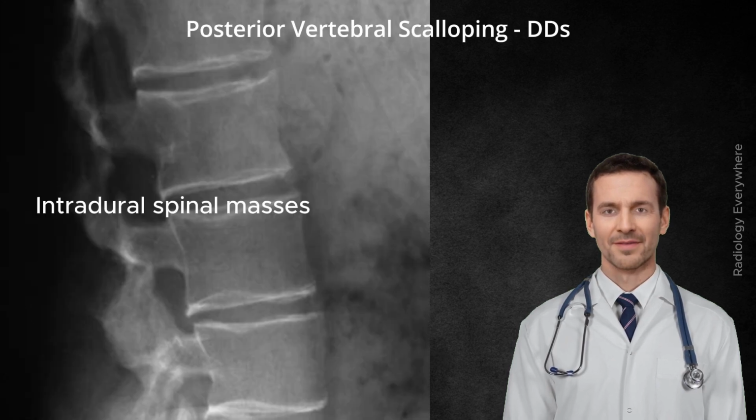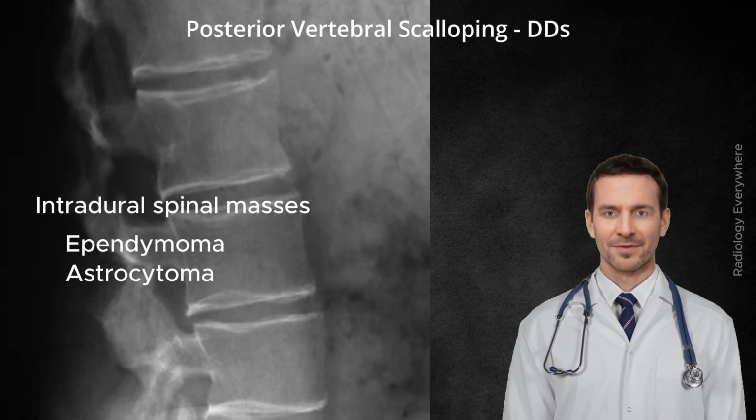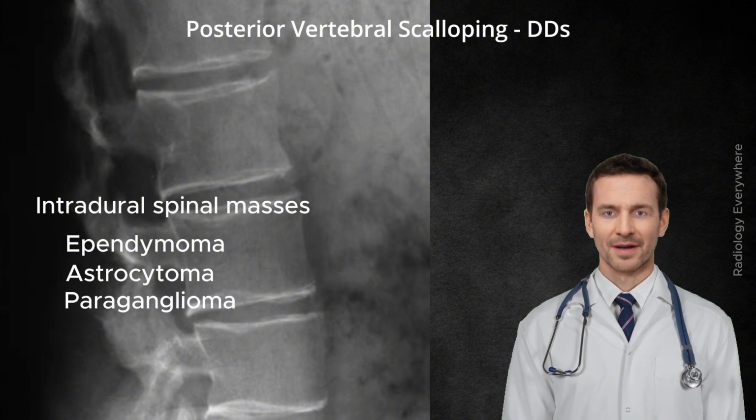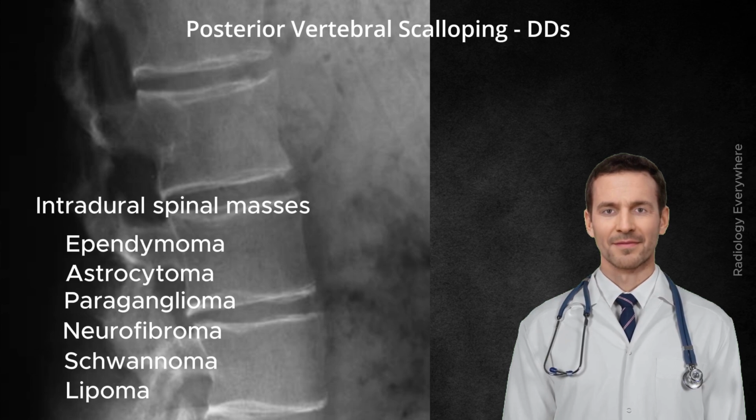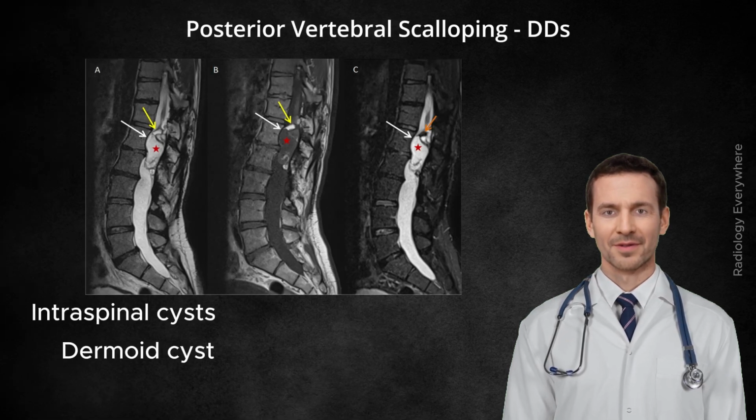Intradural spinal masses include ependymoma, astrocytoma, paraganglioma, neurofibroma, schwannoma, lipoma. Intraspinal cysts include dermoid cyst and epidermoid cyst.